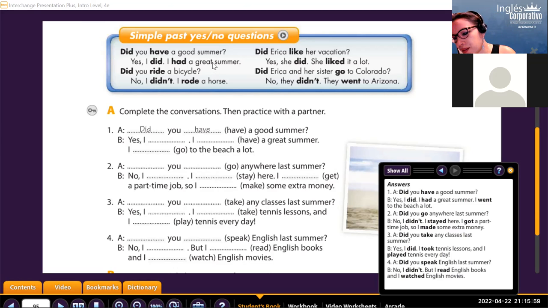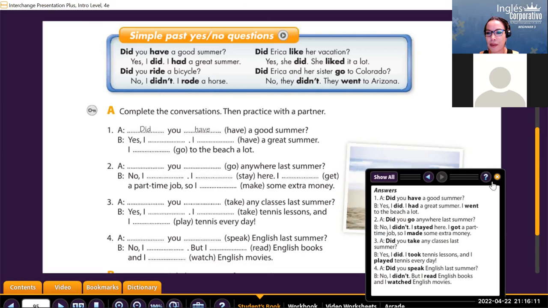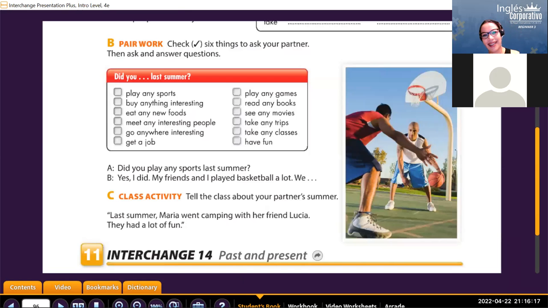Excellent. Very good, Luis. Usted hizo un muy buen trabajo con la gramática y también con pronunciación. Solo una palabrita tuvimos que reforzar. Excellent. You did it good. So, vamos a continuar. Creo que seguimos siendo solo dos en el grupo. Sí, veo.